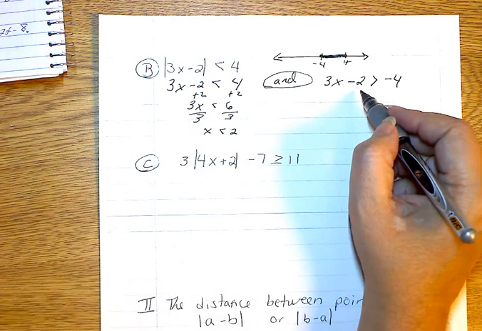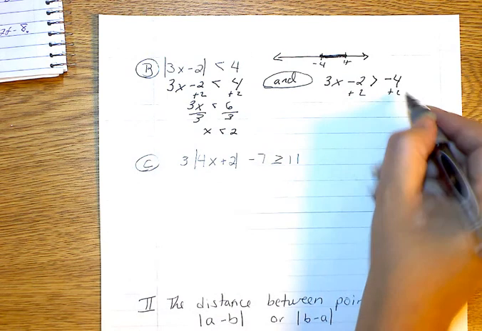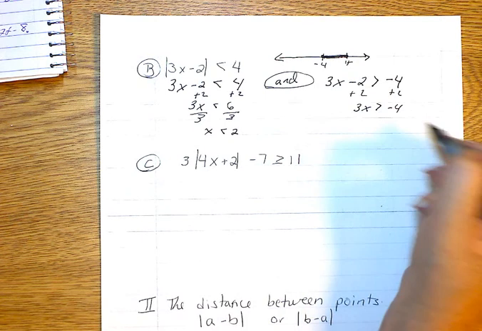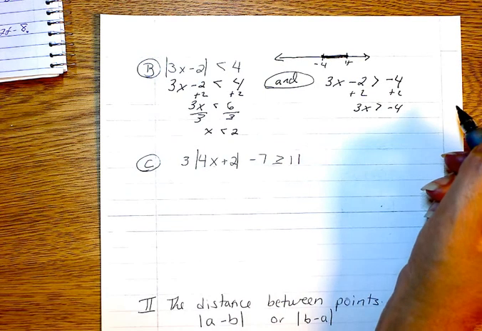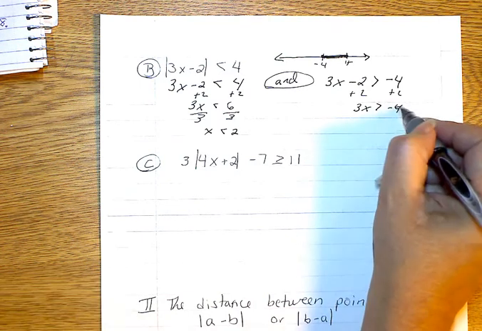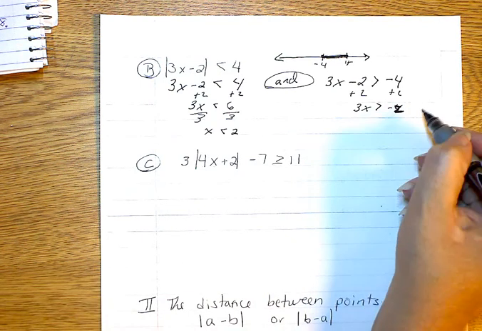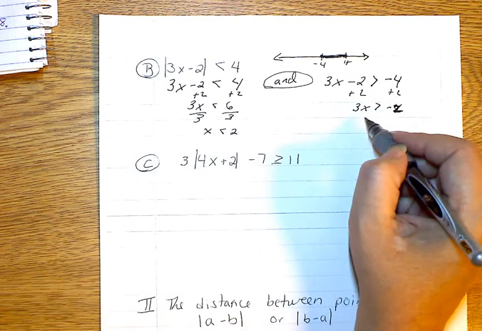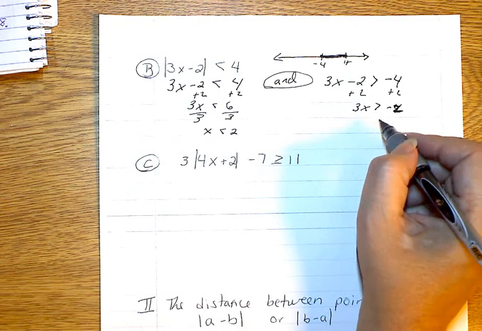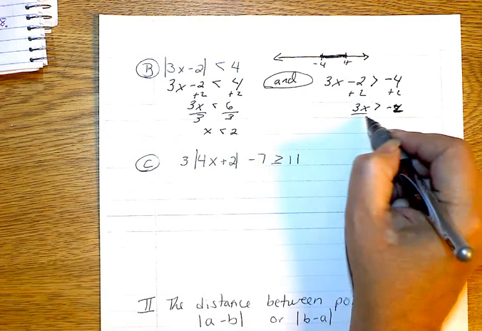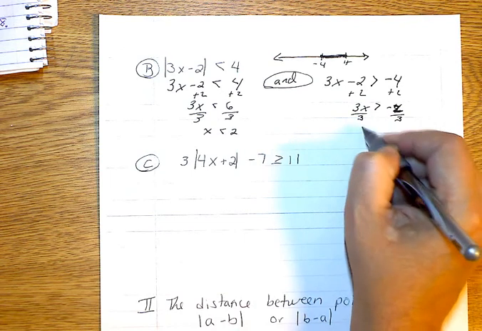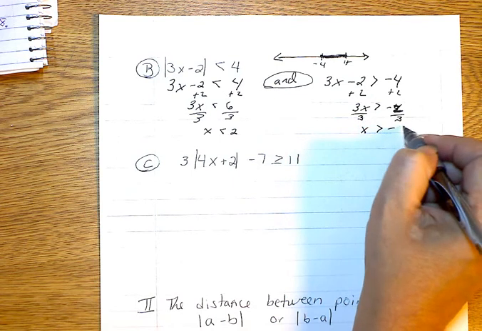Hannah, what do I do on my right side? Add 2 here. And add 2. So I have 3x is greater than negative 4. No, you're right. Negative 4 plus 2 is negative 2. And then Austin, I have to divide by 3. So we have x is greater than negative 2/3.